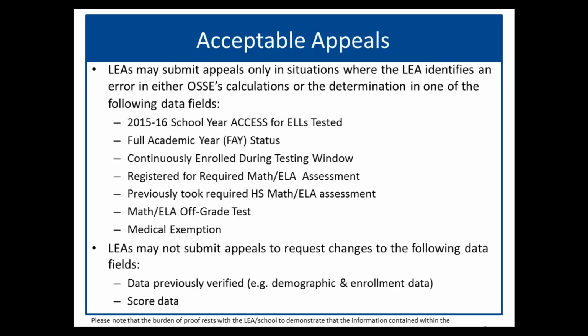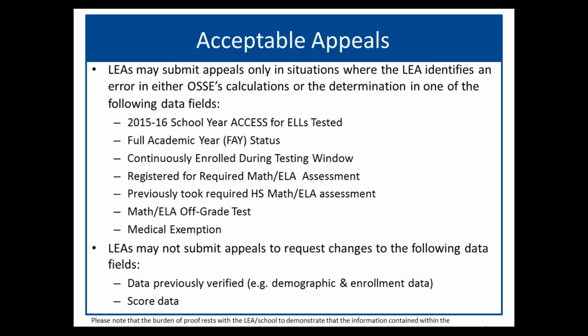LEAs are not permitted to submit appeals to request changes to the following data fields. As I mentioned earlier, data fields that have previously been verified, and that includes all data fields that were pulled from the demographic and enrollment data verified during May and June. And then the score data is also not eligible for appeal. All test vendors have several levels of quality control to ensure scores are valid and reliable.